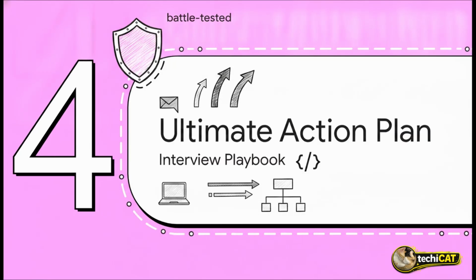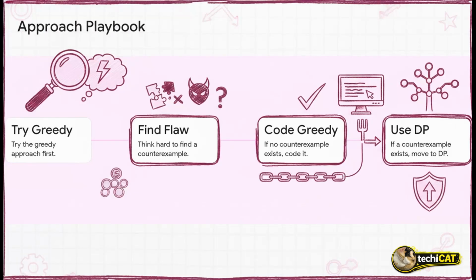All right, Section 4, the ultimate action plan. This is basically your interview playbook. Let's get highly practical here. I really want you to burn this step-by-step playbook in your brain right now. Step 1, try greedy first. It's fast to think about and it's fast to write. Let your intuition speak. Step 2, think incredibly hard to find a counterexample.